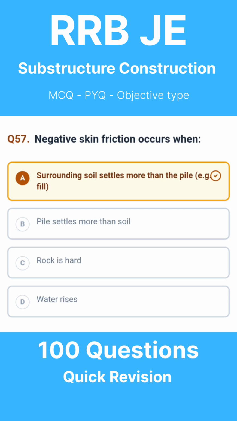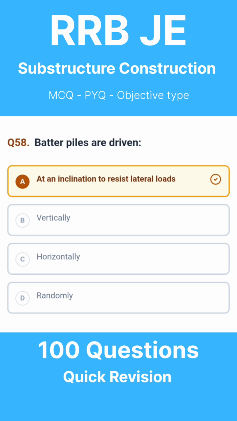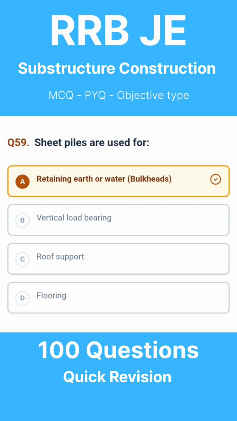Question 57. Negative skin friction occurs when. The correct answer is surrounding soil settles more than the pile, e.g. fill. Question 58. Batter piles are driven. The correct answer is at an inclination to resist lateral loads. Question 59. Sheet piles are used for. The correct answer is retaining earth or water, bulkheads.